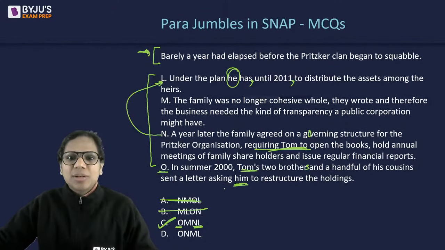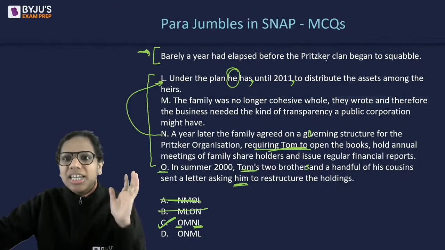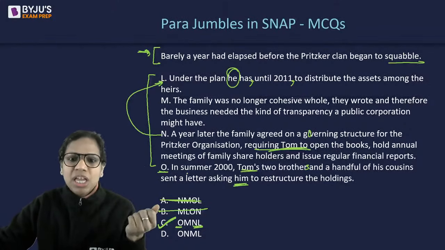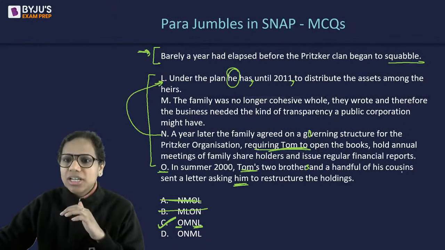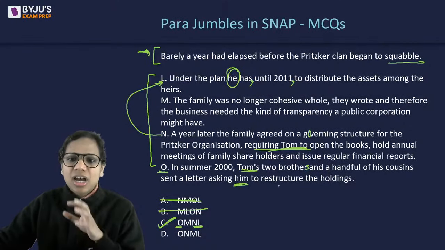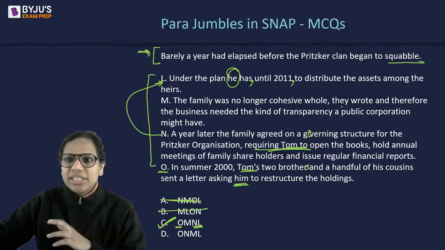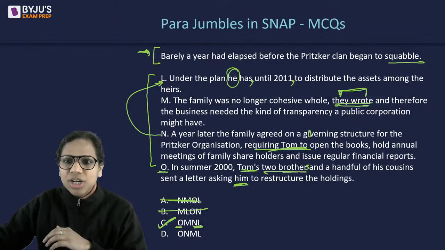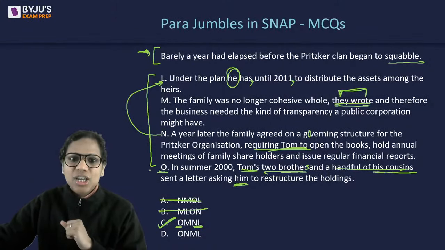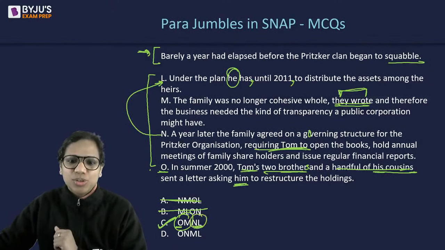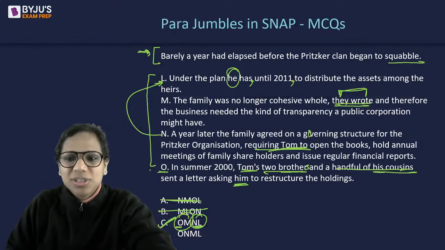Okay. So in summer 2000, barely a year had elapsed before the Pritzker clan began to squabble, fight over petty things. In summer 2000, Tom's two brothers and a handful of his cousins sent a letter asking him to restructure the holdings. The family was no longer a cohesive whole. They wrote. Who wrote? Tom's two brothers and a handful of his cousins. So OM again is a very strong pair. Writing a letter and they wrote. OMNL is the only possible sequence there.